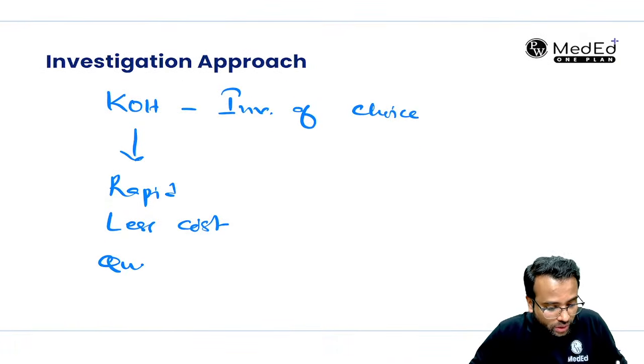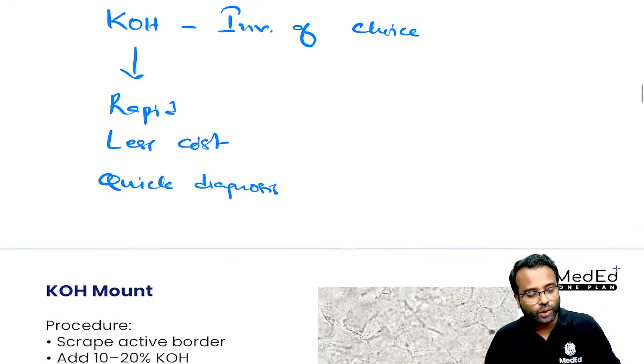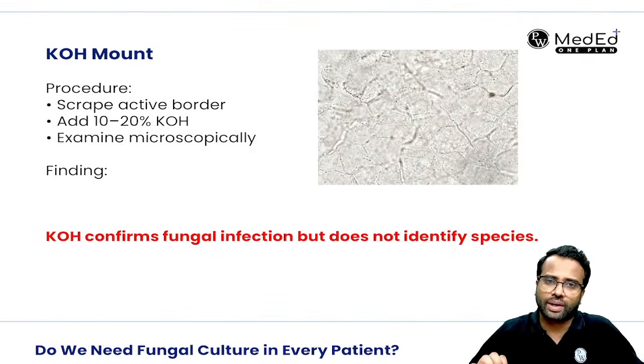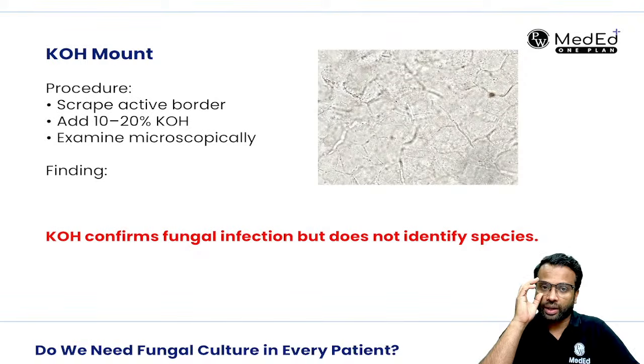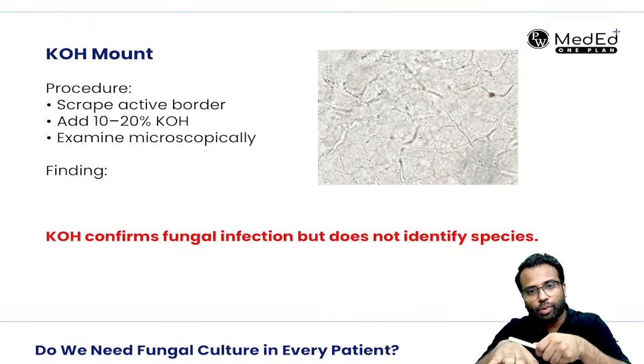And quick diagnosis can be made. Because just try to understand how a KOH is done. If you're suspecting a fungal infection anywhere, just send them to the lab. In the lab, what they do is they'll take a blade and they're going to scrape over this lesion.